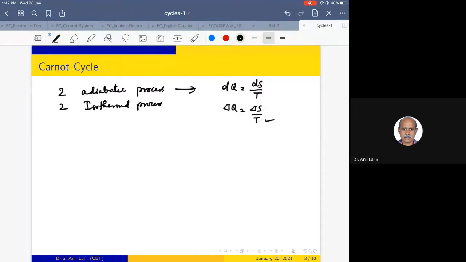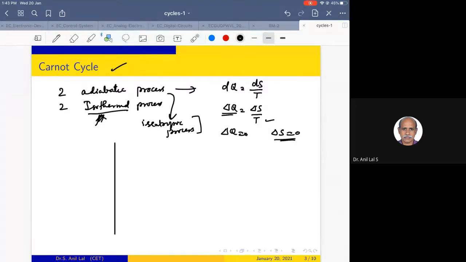And an adiabatic process is a process with delta Q equal to 0. Adiabatic means delta Q is equal to 0. Therefore, delta S is equal to 0. So the reversible adiabatic process, or a frictionless adiabatic process, we can also call an isentropic process, where entropy remains constant. So there are two processes in which entropy remains constant and two processes in which temperature remains constant. So we can easily draw the simplest diagram of the cycle in TS coordinates. So let me draw the TS diagram.